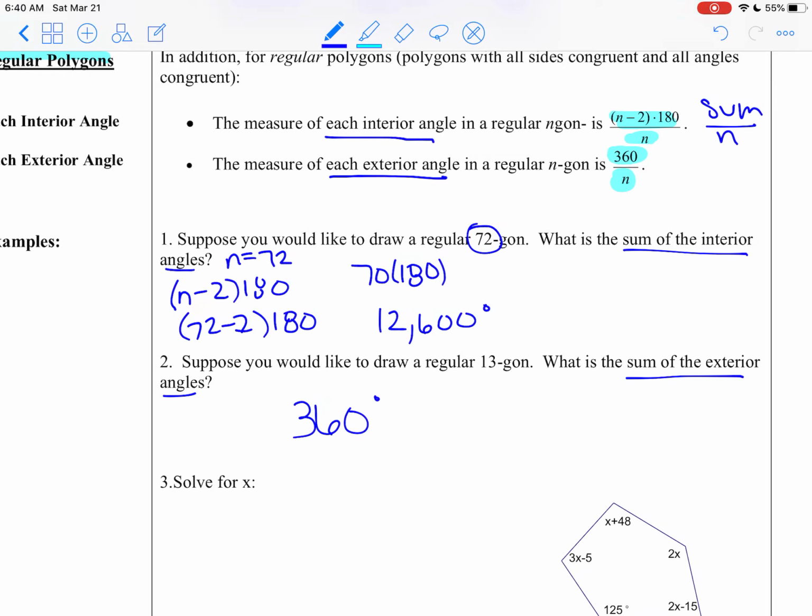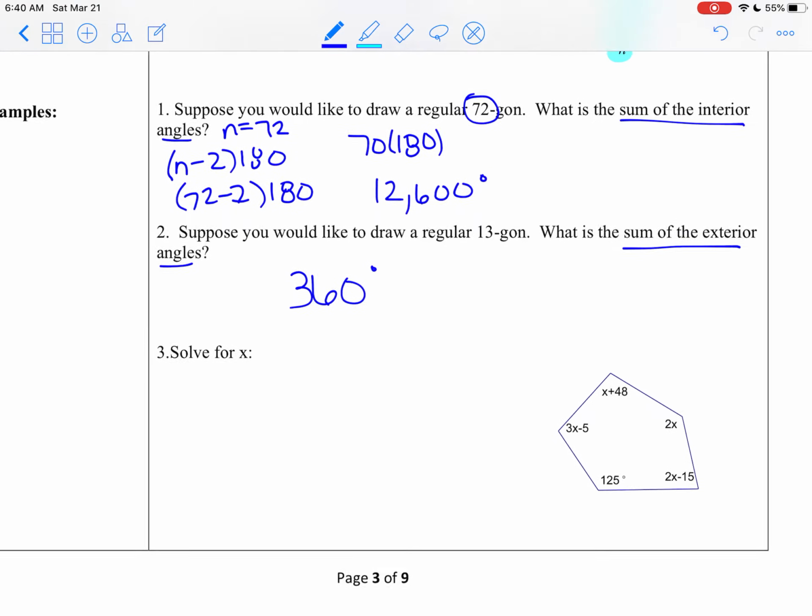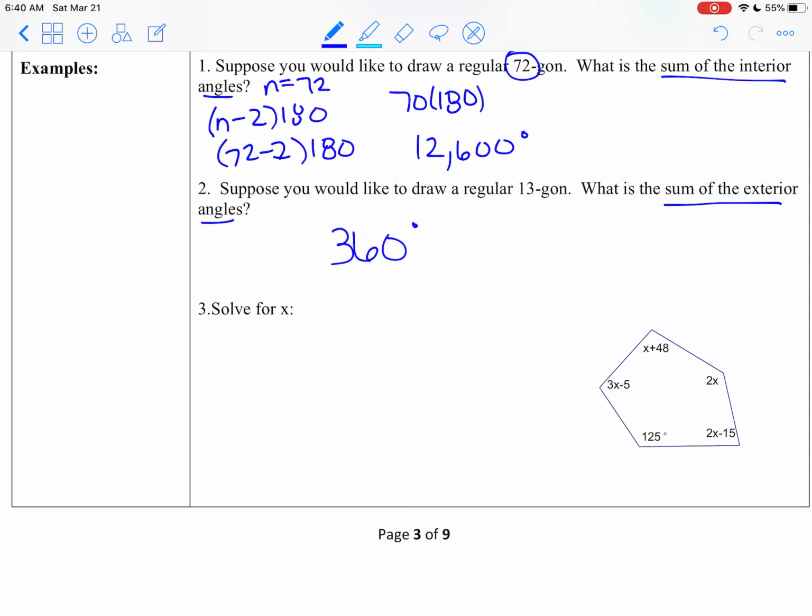So the key thing on these problems is to read the question to know what you're being asked to find. Are you being asked to find the sum of the interior angles? Are you asked to find the sum of the exterior angles? Are you going to be asked to find the measure of one interior angle or one exterior? So underline the part that you're being asked to find.